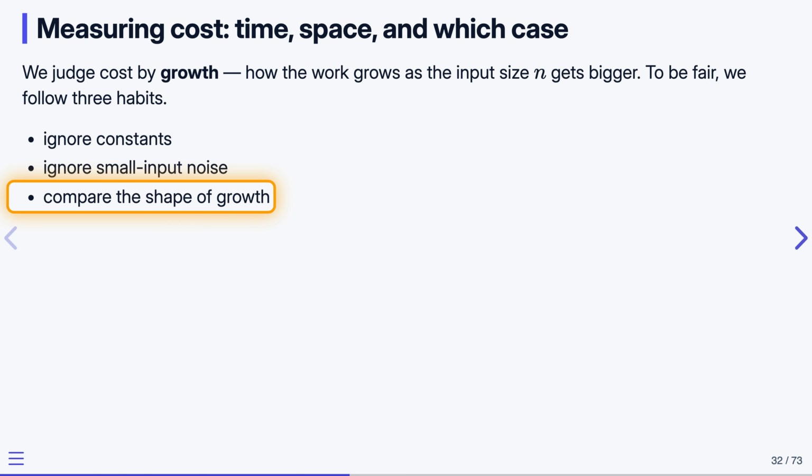Third habit, we compare the shape of growth. Does the work grow slowly or does it explode? The shape is what really separates a good structure from a bad one. Next, the 2 things we measure and which case we quote.